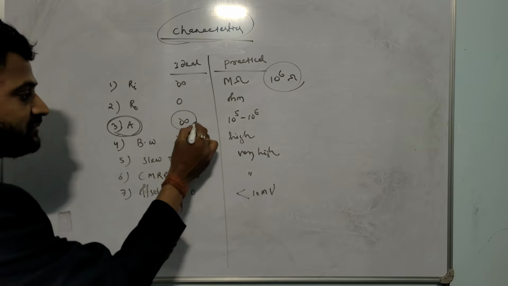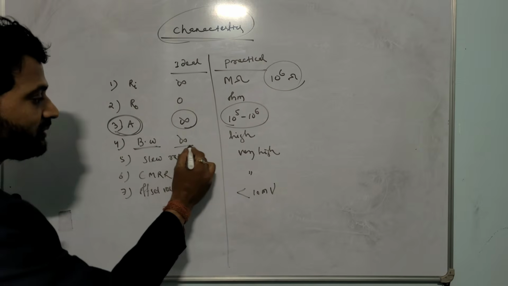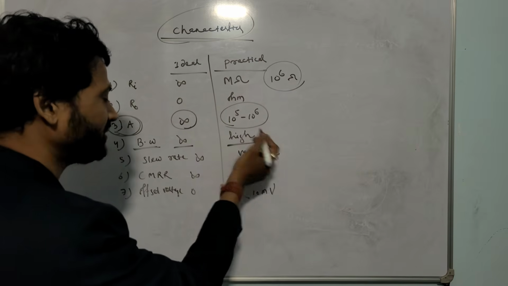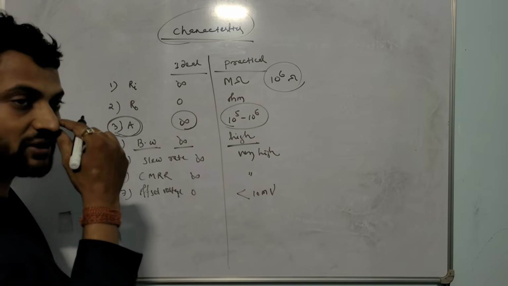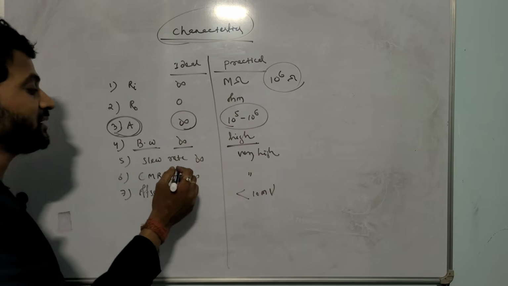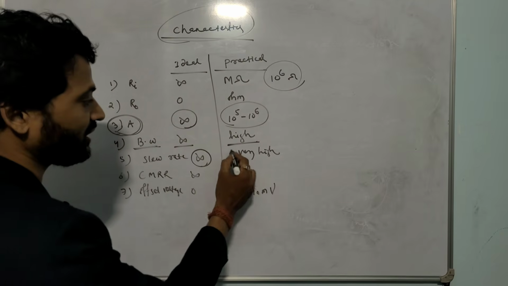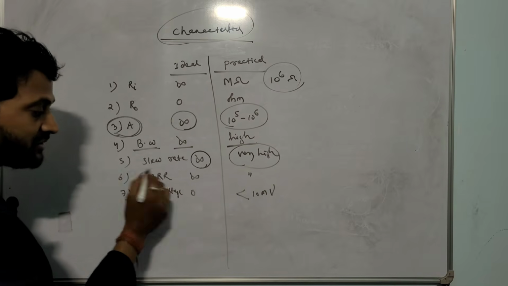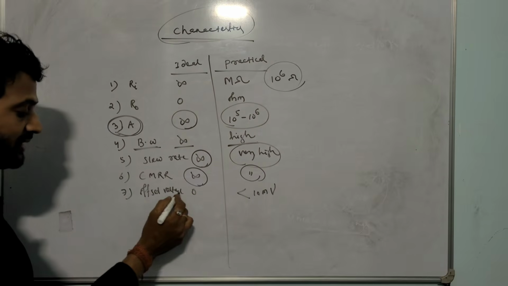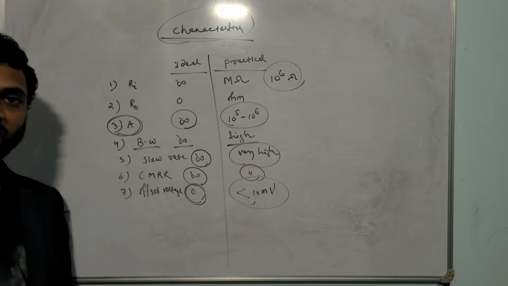गेन क्या होता है? आइडियल केस में इनफाइनाइट होता है, प्रैक्टिकल केस में जैसे मैंने बोला 10 to the power 5 to 10 to the power 6. बैंडविड्थ क्या होता है? इनफाइनाइट, मतलब it can amplify within any range of frequency, बट यूजुअली प्रैक्टिकल में हाई होता है. स्लीव रेट, मैंने जैसे बोला था, स्लीव रेट क्या था? द रेट ऑफ चेंज इन आउटपुट वोल्टेज विथ रेस्पेक्ट टू टाइम. स्लीव रेट इनफाइनाइट होता है इन केस ऑफ आइडियल केस में, हाई होता है इन केस ऑफ प्रैक्टिकल. CMRR अभी जस्ट बोला, इनफाइनाइट इन केस ऑफ आइडियल, वेरी हाई इन केस ऑफ प्रैक्टिकल. और लास्ट में ऑफसेट वोल्टेज जैसे बोला था 0 होता है आइडियल केस में, प्रैक्टिकल में लेस देन 10 मिलीवोल्ट.